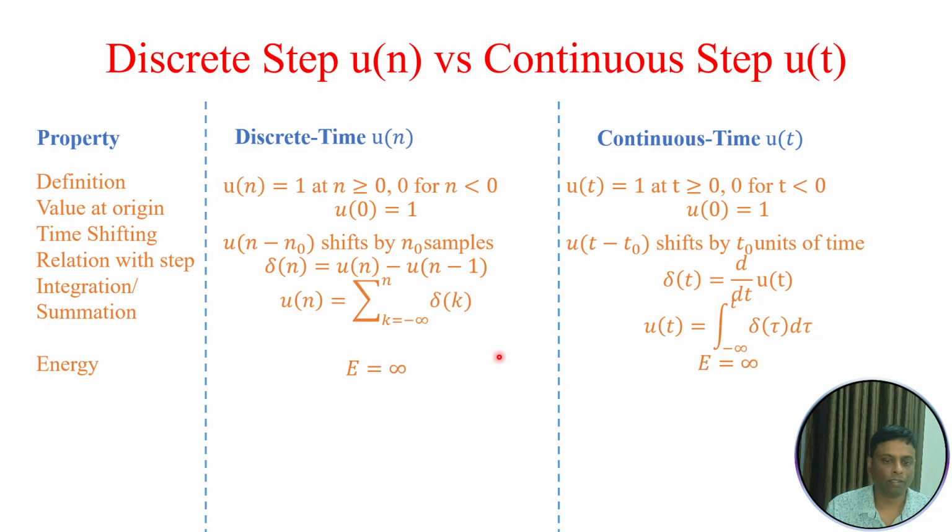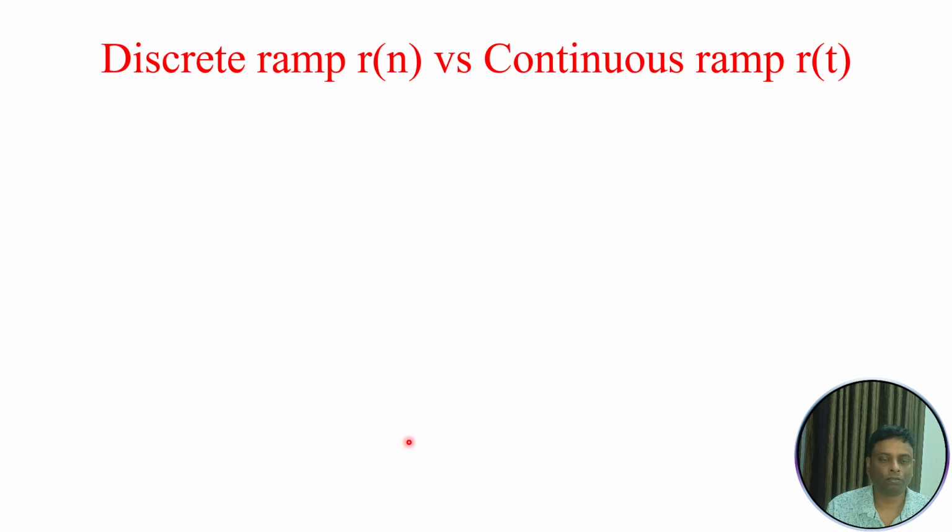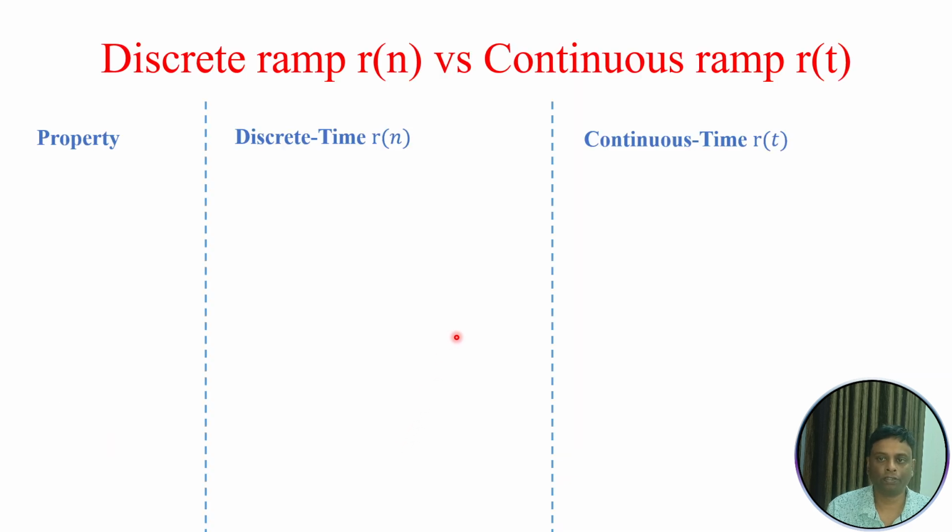Then energy equal to infinite in case of discrete time. Also in case of continuous time, the energy is infinity. Similarly, power is half in case of discrete time as well as the continuous time step signal. So the signal type is, it is a power signal. Okay, so next one is your discrete ramp and continuous ramp.